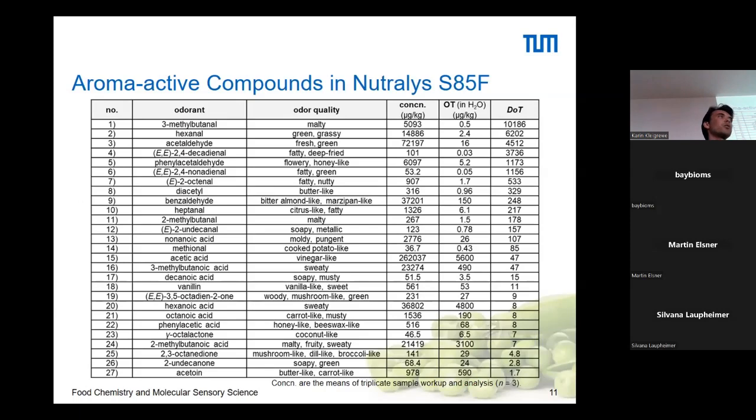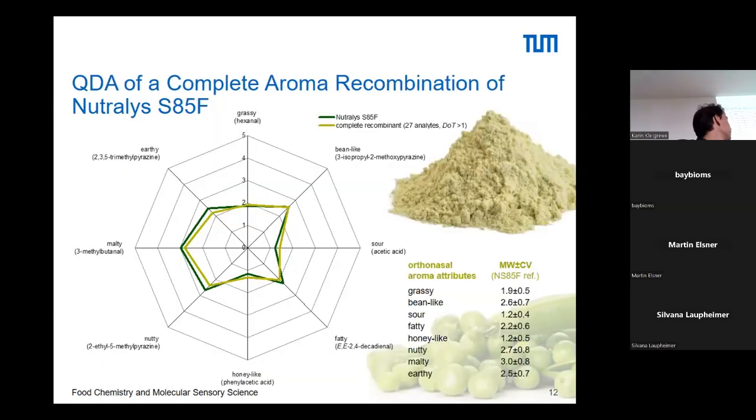could generate out of the quantified concentrations these DOT factors, the dose over thresholds, leading us for Neutralis S85F to a list of 27 analytes with a DOT factor bigger than 1 and potentially impacting the overall flavor as a consequence. For example, 3-methylbutanol showed the highest DOT factor with more than 10,000, and as next task, we wanted to see if these 27 analytes are really enough to reproduce and re-engineer the authentic aroma of pea protein.